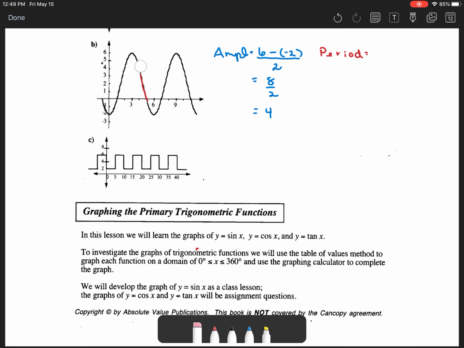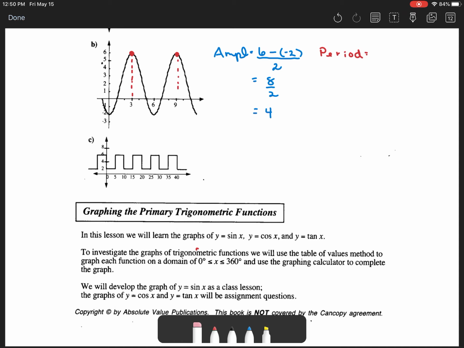Or if you don't like that, you could try and find a point on the x-axis, like right here, and see where that point occurs again. Sometimes those points are really easy to see, and there you go. So again, I'm going from 1 to 7. So 1 to 7, that's also 6 units. If you don't like that, then we go from this maximum to the maximum that occurs next. This one is at 3, this one is at 9.